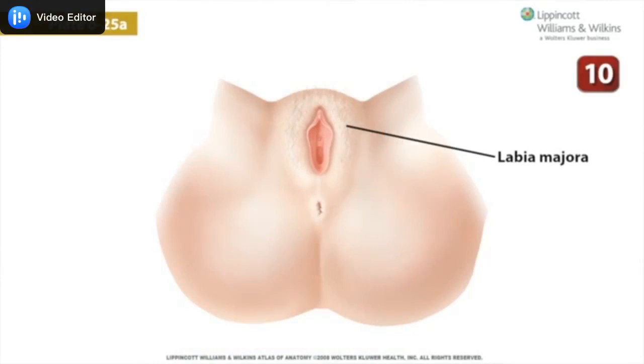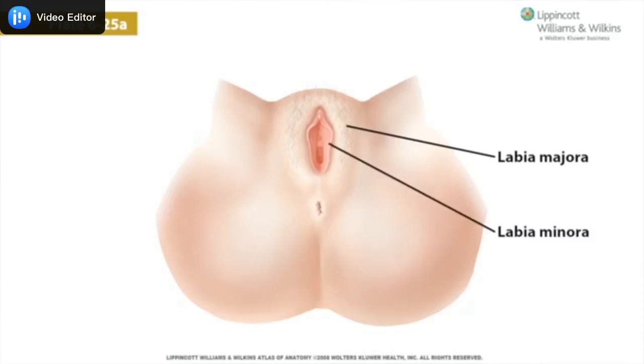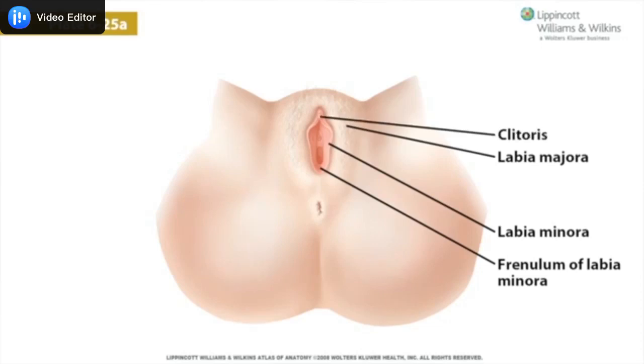Within the pudendal cleft is another pair of folds of skin, the labia minora. Unlike the labia majora, they do not contain fat and they are hairless. The right and left labia minora are joined posteriorly in the midline by the frenulum of the labia minora. Anteriorly, a part of each labium minus passes superior to the clitoris and fuses at the midline to form the prepuce of the clitoris. Another portion of each labium minus attaches to the ventral side of the clitoris to form the frenulum of the clitoris.